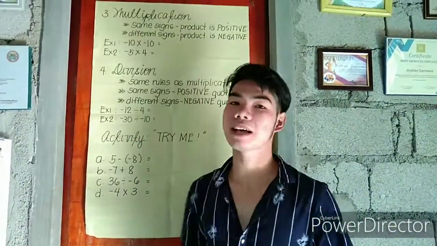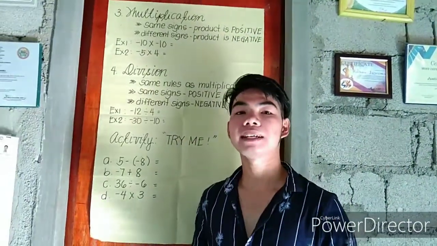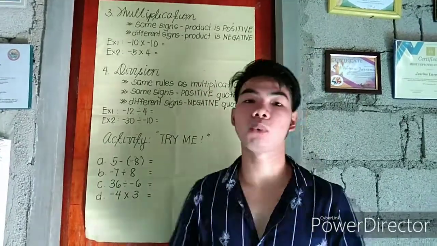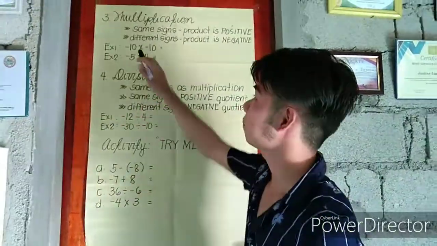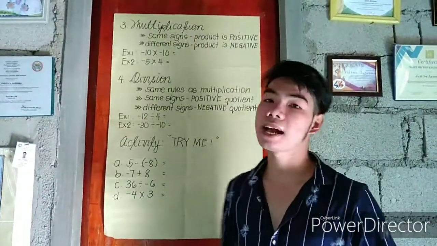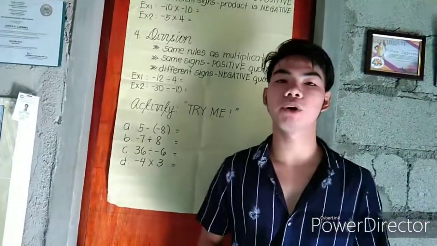If it's the same sign, all we need to do is multiply, just like normal multiplication. The product is always positive. However, if they are different signs, or unlike, the product is always negative. Let's apply this in example number 1.